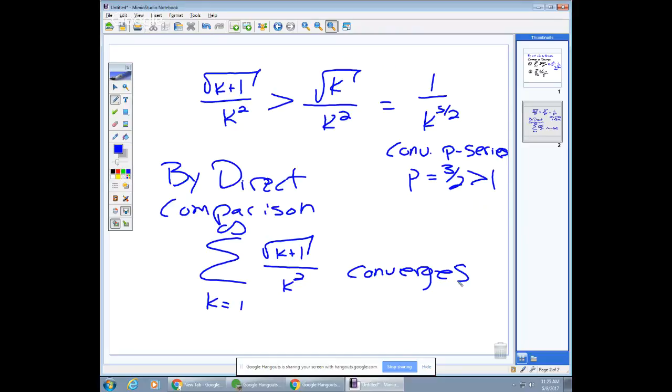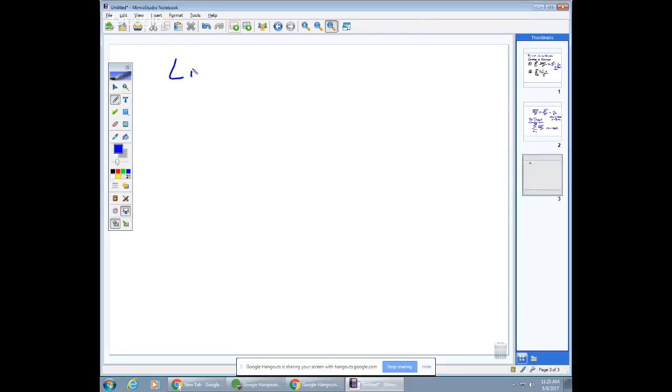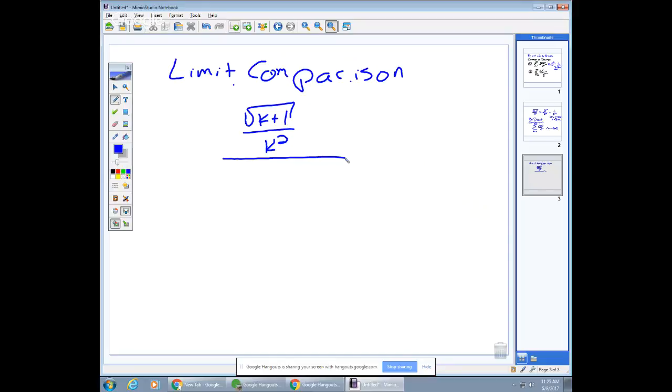Okay, so I just think about, what could I do to simplify what I have? Does that simplification lead to something I recognize? All right, limit comparison is another good one for that one. That's where we're going to take the ratio of those two. So we're going to take the square root of k plus 1 over k squared, and we're going to compare it with another series. My guess is it converges, so you have to make a guess ahead of time. So I'm going to compare it to 1 over k squared and see what happens.